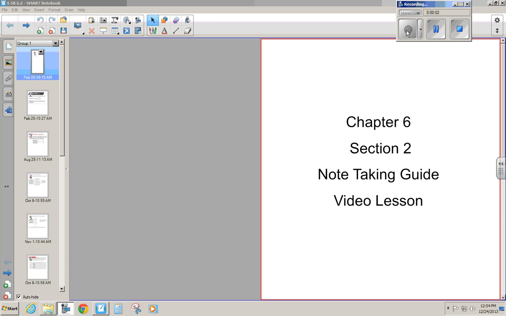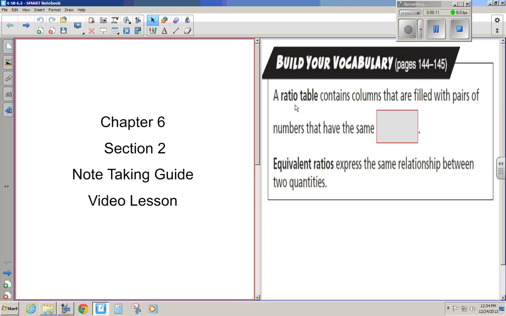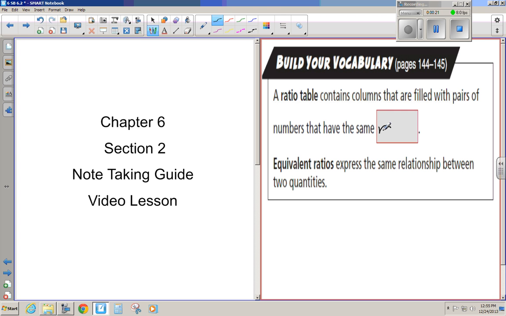Welcome to Chapter 6, Section 2, entitled Ratio Tables. A ratio table contains columns that are filled with pairs of numbers that have the same ratio. Equivalent ratios express the same relationship between two quantities.